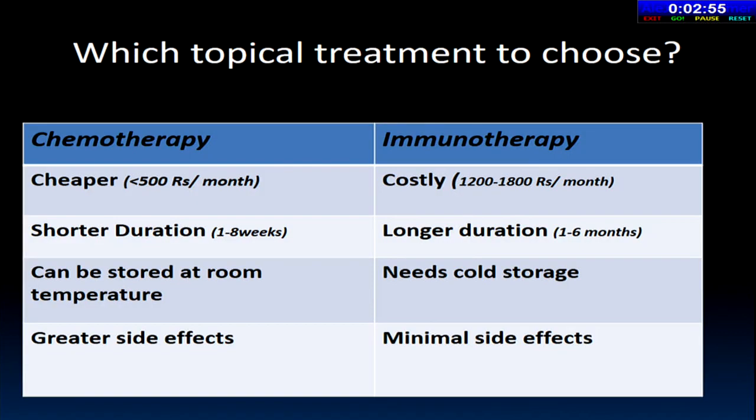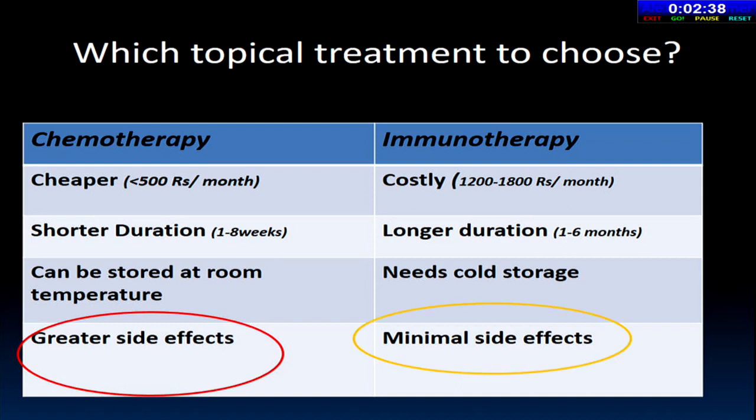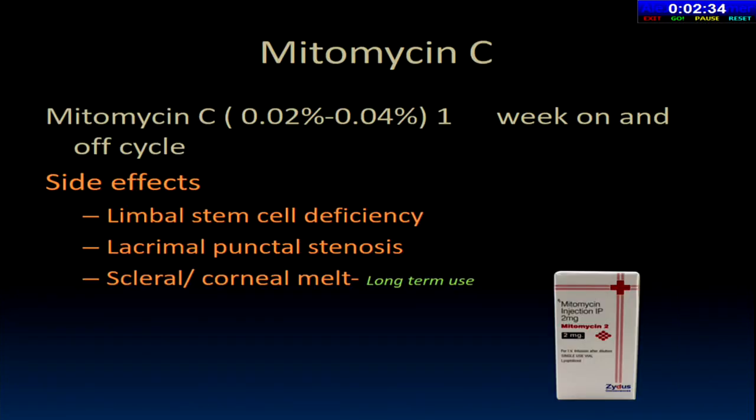What are the choices? You have chemotherapy and immunotherapy. So chemotherapy is what is still being very popularly used in our country and maybe the world over as well. That's because it is cheaper, it has shorter duration of action, and it can be stored at room temperature. But most importantly, what is making immunotherapy more popular? Greater side effects of chemotherapy.